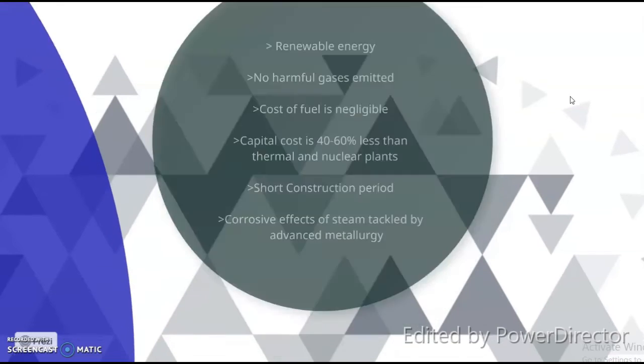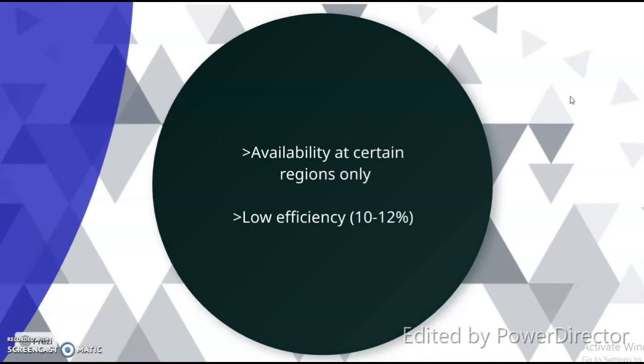Okay, now let's talk about the disadvantages. The first disadvantage is that it is available in certain regions only. One of the regions that have geothermal energy is where magma is nearer to the surface. Next, the disadvantage is low efficiency. The conversion efficiency of geothermal power development is generally lower than all conventional thermal power plants.